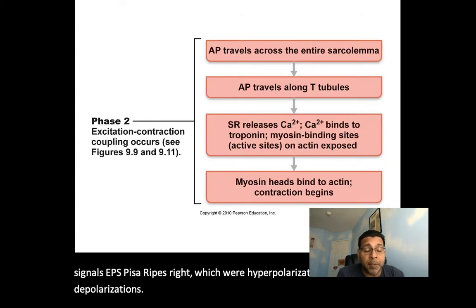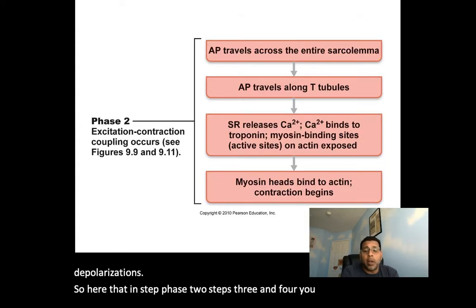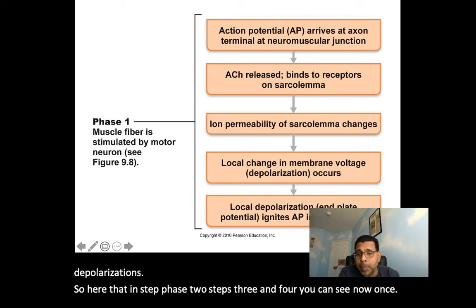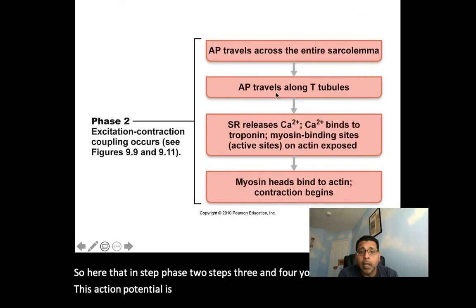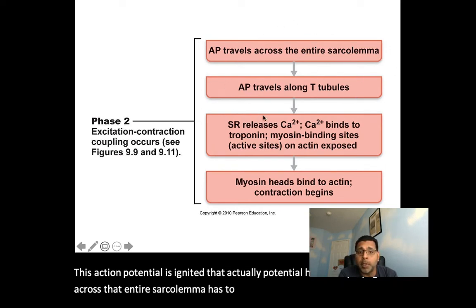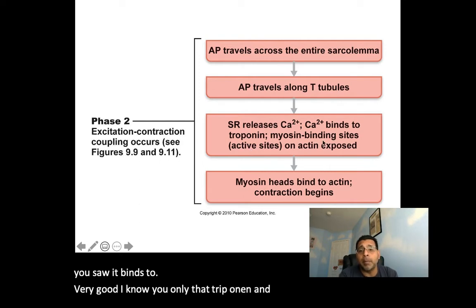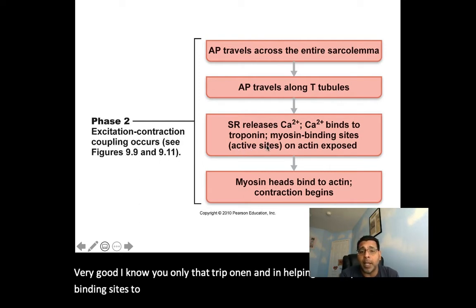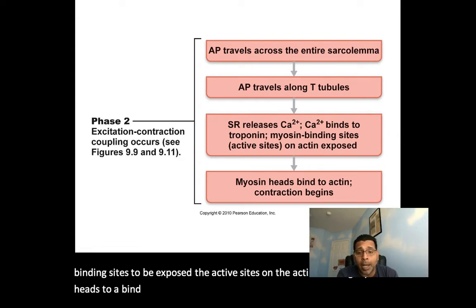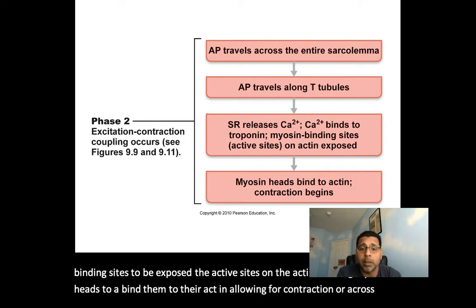So here in phase 2, steps 3 and 4, once this action potential is ignited, it has to be propagated across that entire sarcolemma. It has to dip down the T tubules, as we mentioned, and help release calcium from the sarcoplasmic reticulum. That calcium then binds to troponin, helping myosin binding sites, the active sites on the actin, to be exposed, allowing the myosin heads to bind to actin, allowing for contraction or cross-bridge formation to occur.